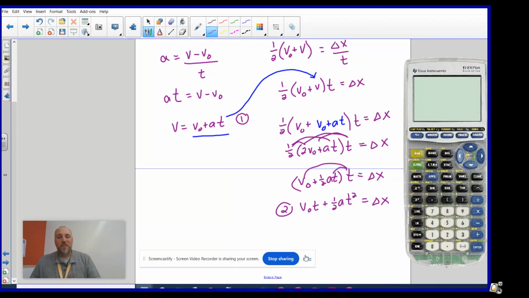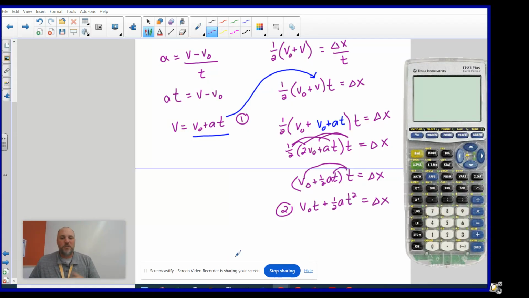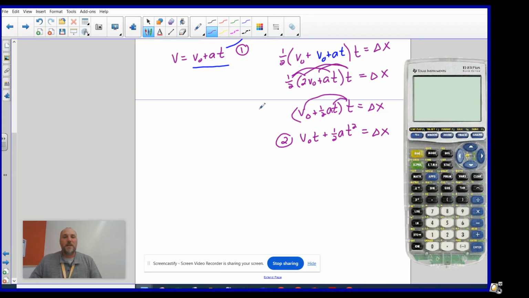Now, to get the third kinematic equation, the algebra is a little bit intense, and I don't know if you want to see that video, I can, but it's probably not worth your time. What happens to get the third kinematic equation is very simple. The third kinematic equation is independent of time. So how do we get rid of time? We could, in the first kinematic equation, solve for t, and then plug it in for time in the second kinematic equation. And that's going to eliminate t.